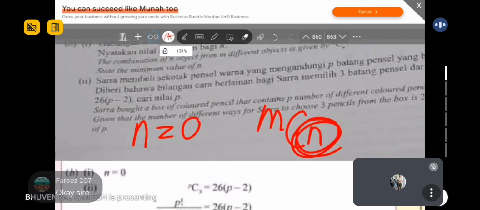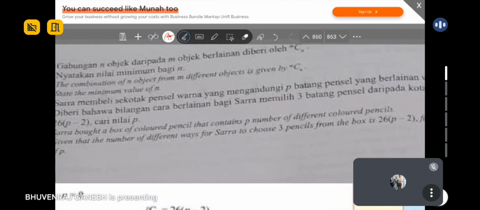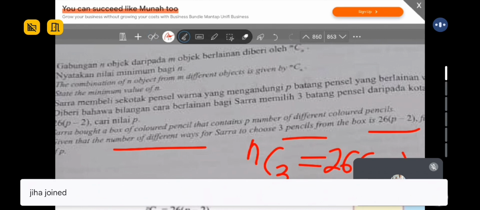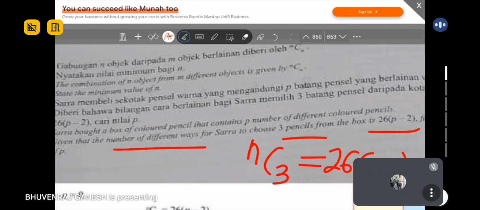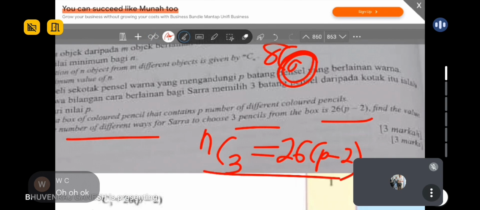So n is 0. Okay, next one. They ask you to find the value of p. They say the number of different ways to choose 3 pencils, bilangan cara memilih 3 pensel, is 26 times p minus 2. So you will have nC3 equal to 26(p minus 2). Boleh faham yang ni, guys? Because you can choose 0 objects. That's why the minimum n is 0. You can choose nothing in a combination question. You may have 8 objects, but you choose nothing, so 8C0. So this is your n value. Minimum is 0. Do you understand this equation over here? Boleh faham?